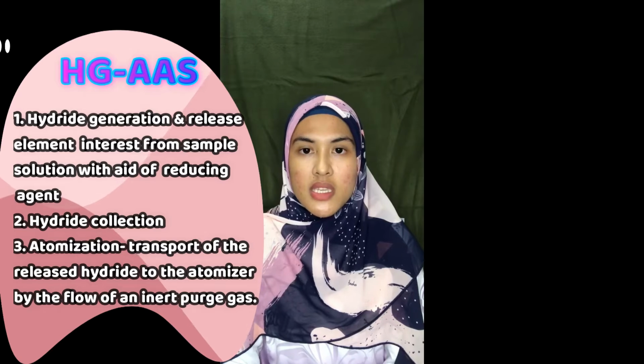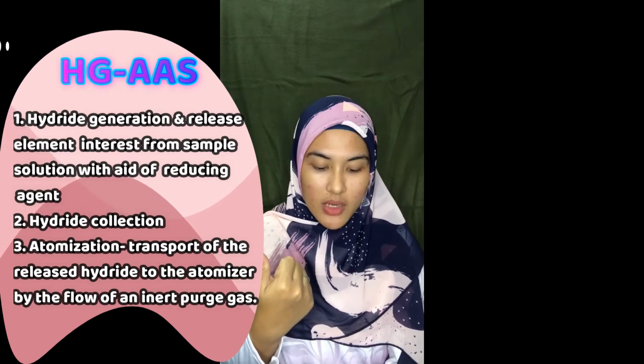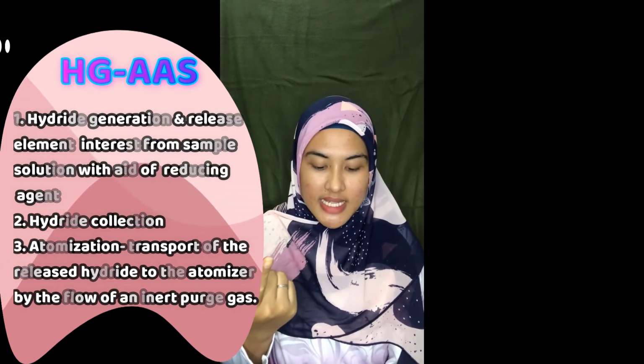The technique that we use, first, is hydride generation, which releases the element of interest from sample solution with aid of reducing agent. Second, hydride collection, and third is atomization, transport of released hydride to atomizer by flow of an inert purge gas. The factors that influence yield of hydride and sensitivity of the technique are concentration of acid, concentration and type of reducing agent, flow rate of carrier gas, flow rate of reducing agent, and also flow rate of acid. And lastly, it is also the read delay time of the sample.